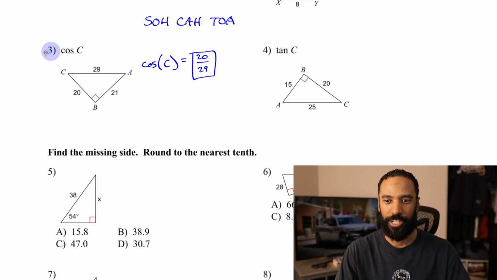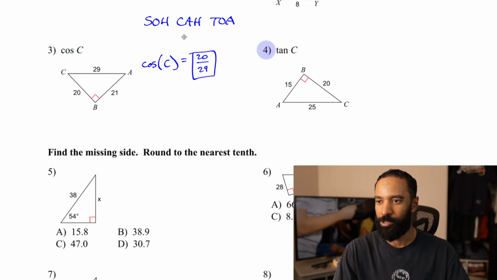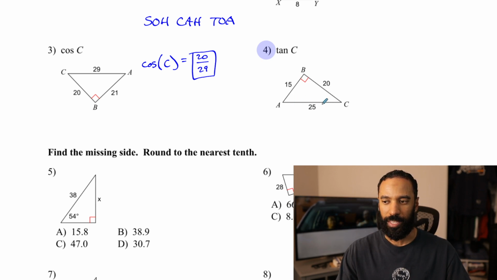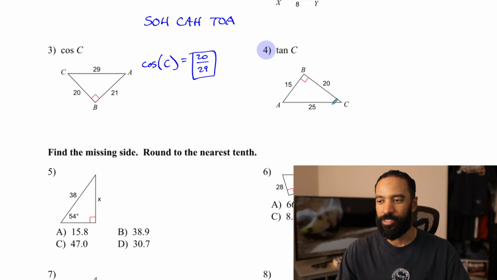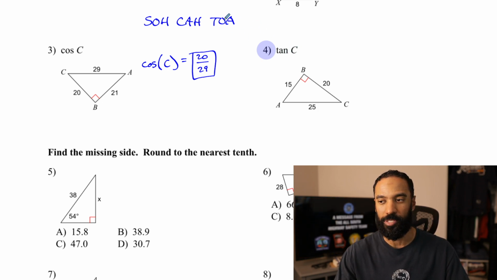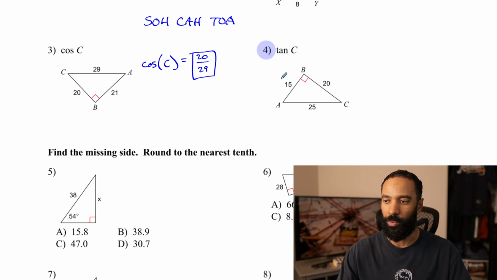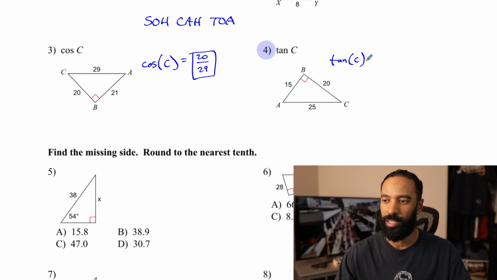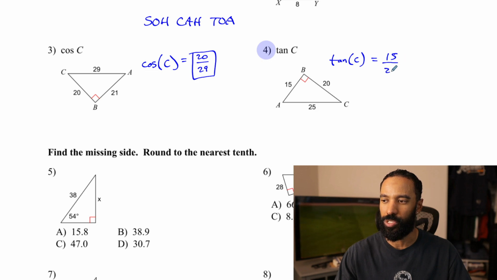Number 4, tangent. We're putting it together with sine and cosine. We have all of SOHCAHTOA, and we have TOA. 25 is the hypotenuse, opposite angle B. Now tangent doesn't use hypotenuse. It uses opposite and adjacent. For angle C, we go opposite, 15, adjacent, 20. Tangent of C equals 15 over 20, which reduces to 3/4.